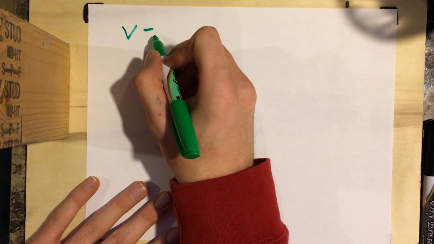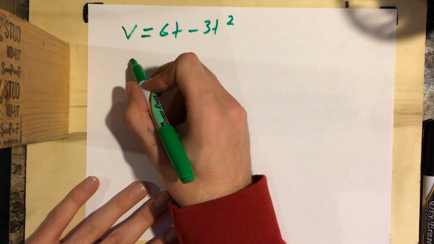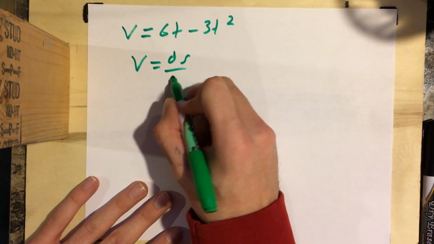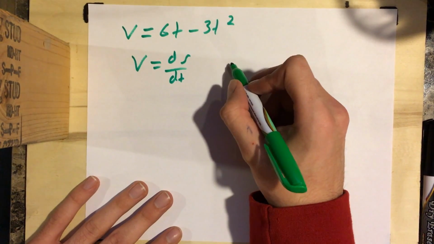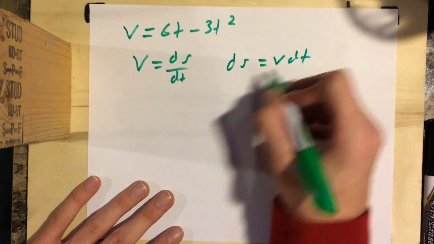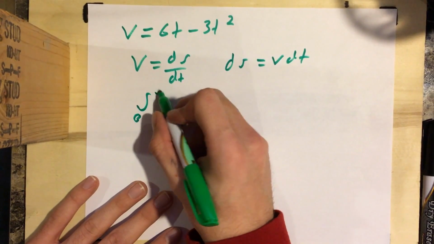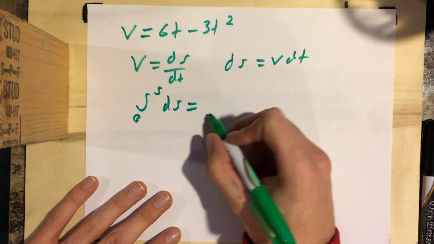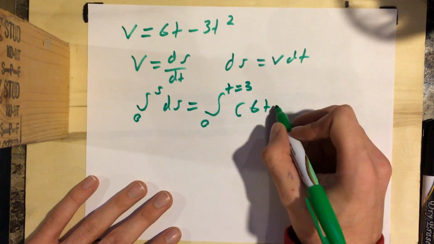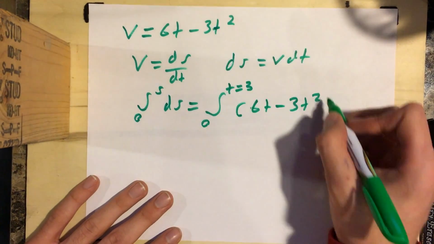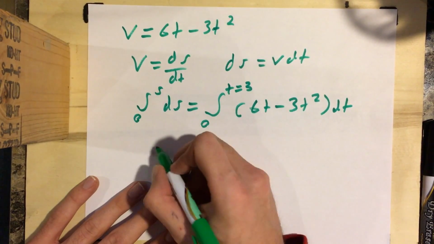So v is equal to 6t minus 3t squared, and we know that v is equal to ds dt. Now we can switch this around to get ds is equal to v dt, then we can integrate both sides. So the integral from 0 to s of ds is equal to the integral from 0 to t, and we want to know at 3 seconds, of 6t minus 3t squared dt.